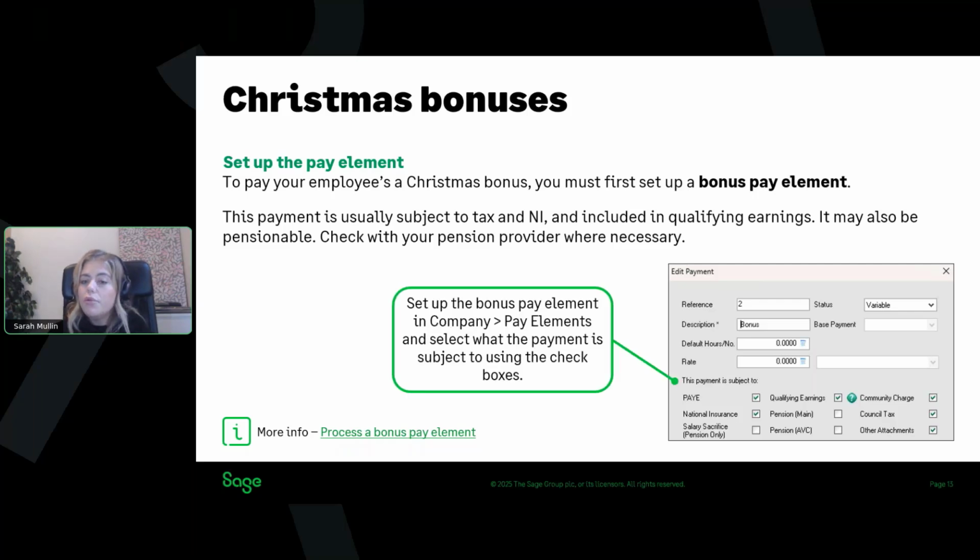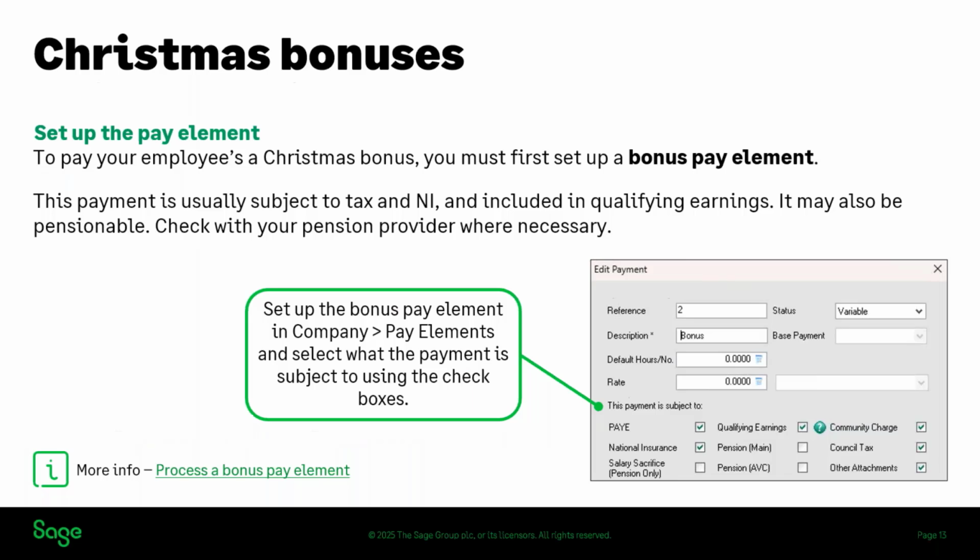Now, to set up the bonus pay element, you would be going to your company tasks and into pay elements. You would create a new element for the bonus, and you can configure it based on your requirements. So is it taxable, NI-able, pensionable? And once the payment is created, you can then assign it to the relevant employees and then enter their bonus amount when you're processing your enter payments. So I do want to just jump straight into a demo and I'll show you exactly how to do that. So let's just bring the slides down.